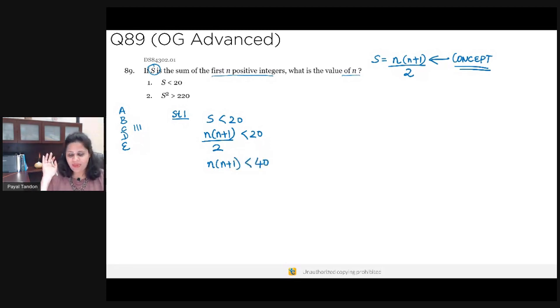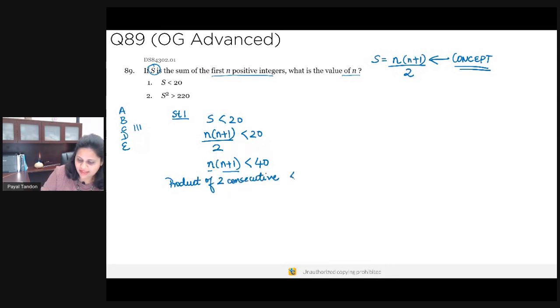Now I need to sit back and make an observation over here, not just continue to write down information. n into n plus 1 is less than 40. What does that mean? Basically the product of two consecutive integers is less than 40. That's what it's telling me. Now I think about 40 as a number. 40 is equal to what?